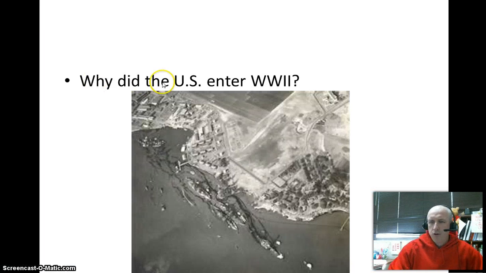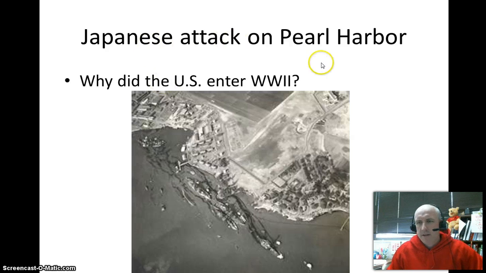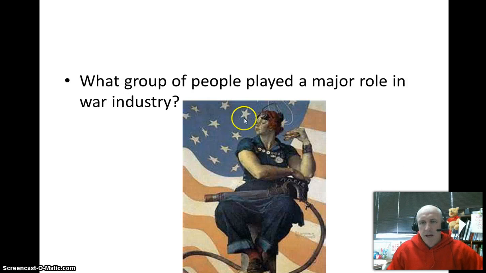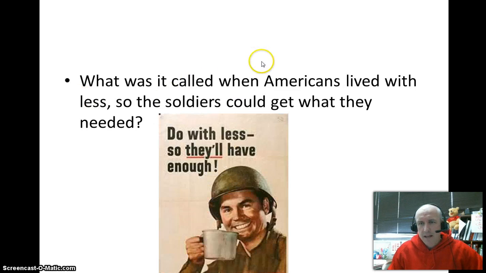Why did the U.S. enter World War II? The last cause will be the Japanese attack on Pearl Harbor. Where were the Japanese Americans taken? They were taken to those internment camps. And what group of people played a major role in war industry? Here is Rosie the Riveter, and these will be the ladies.